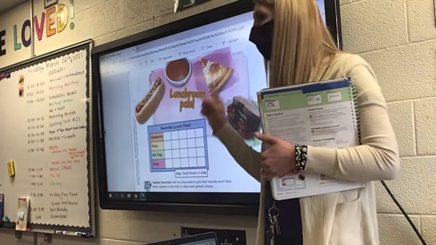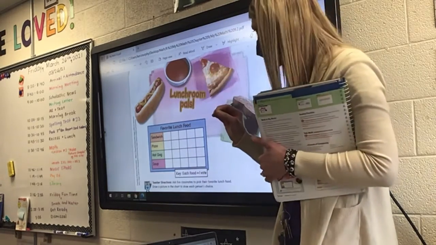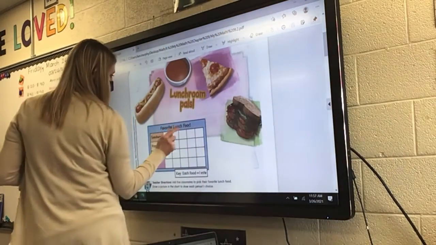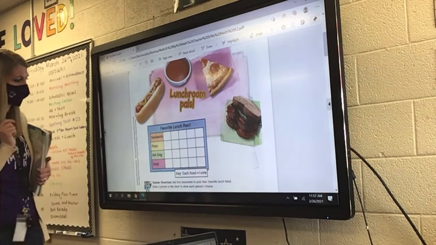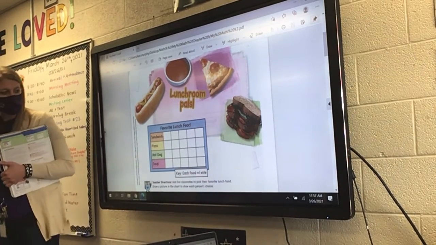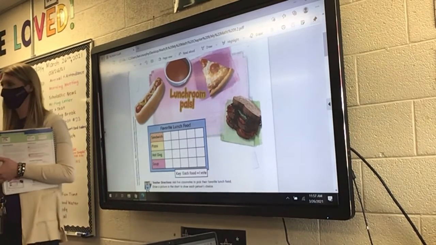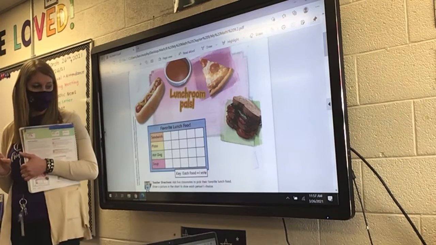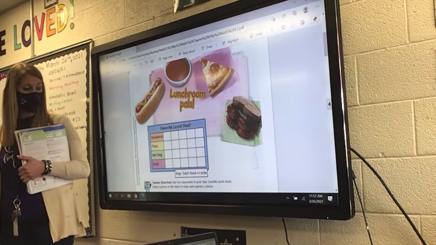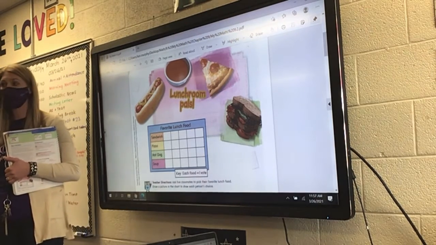Each food is one vote. So each picture of food is one vote. All right, now it says, I'm going to ask just 5 of you, and I'm just going to draw 6. Ask 5 classmates to pick their favorite lunch food. Draw a picture in the chart to show each person's choice.